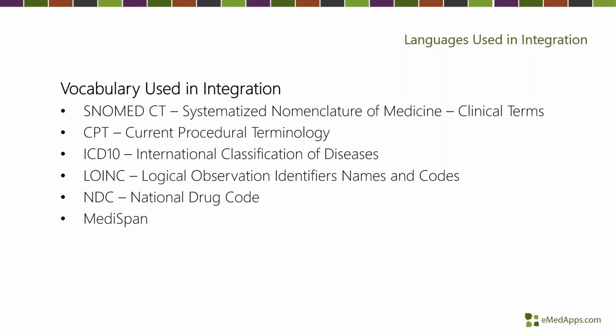LOINC, the Logical Observation Identifiers Names and Codes, are used to codify observations. So lab results, even some diagnostic testing, you're going to find LOINC codes for. NDC, National Drug Code, is used to encode drug information. So when I'm prescribing a drug and I'm sending that NCPDP XML message, that drug is often encoded using NDC, which is then interpreted by that pharmacy so they dispense the correct medication for that patient.